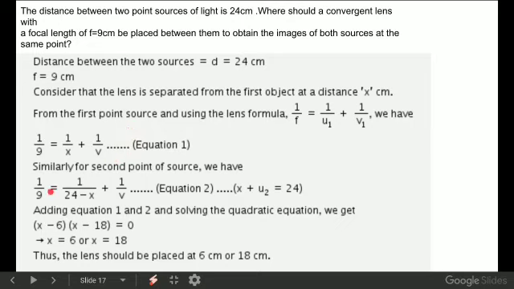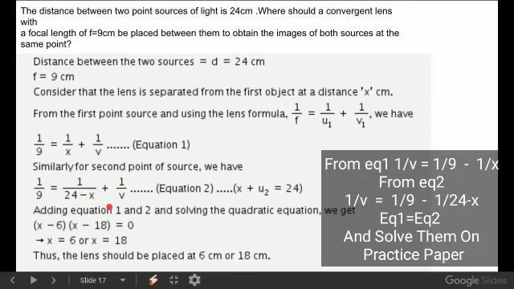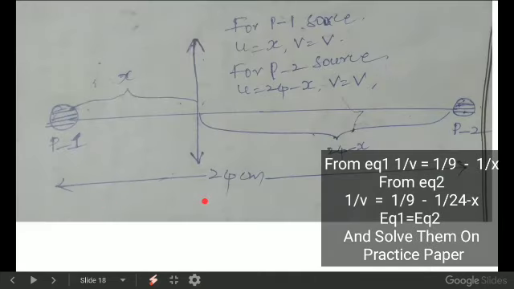And here also 1 by 9 equals 1 by v minus 1 by u. So minus 1 by the object distance, which is minus 24 minus x, minus into minus is plus, that is written here as 1 by 24 minus x. So don't get any kind of confusion here. Okay beta, these are all the problems related to the refraction of light. I hope that you have understood very well.